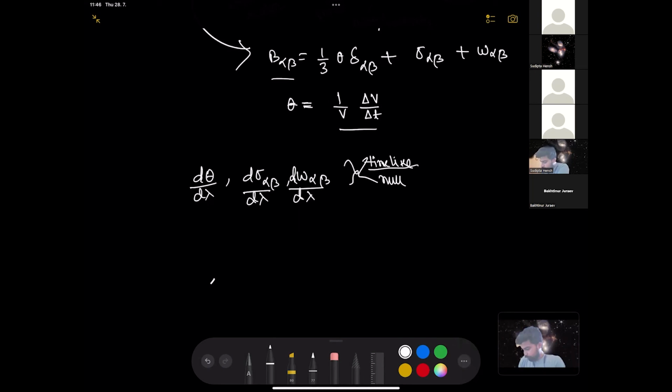In order to do that, we need to define a projection operator that projects this B alpha beta on the hypersurface orthogonal to the direction of flow. So that we will discuss in the next seminar.